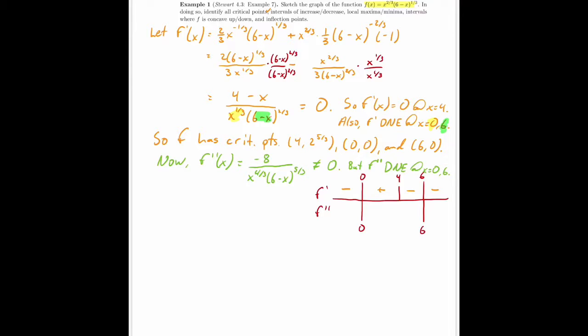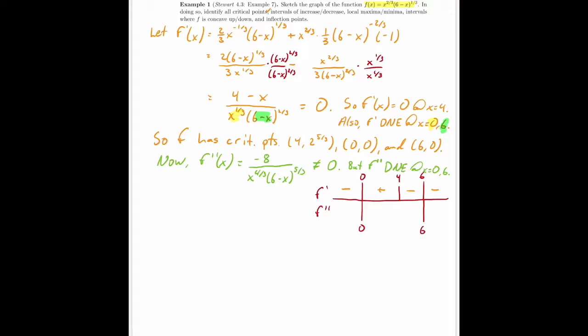Just to see that, if you plug in the number 5, you're getting a negative numerator right up here. This is going to be positive, and this is going to be positive. So you have a negative divided by a positive times a positive, which is negative. Similarly, you plug in a number like 7, the numerator is still going to be negative, and the denominator is still going to be positive.